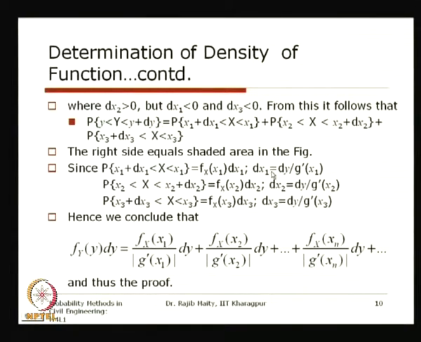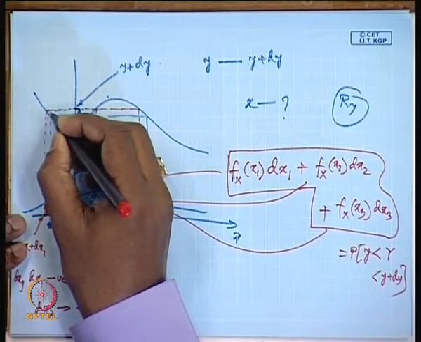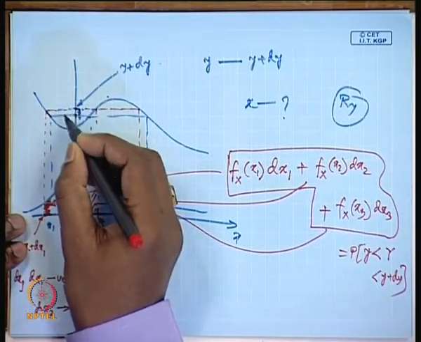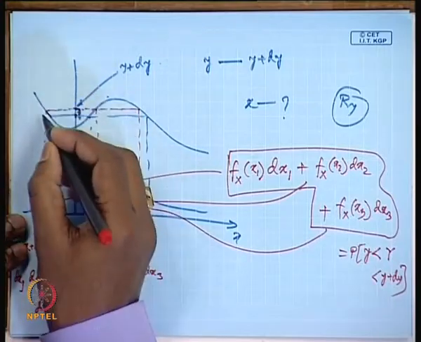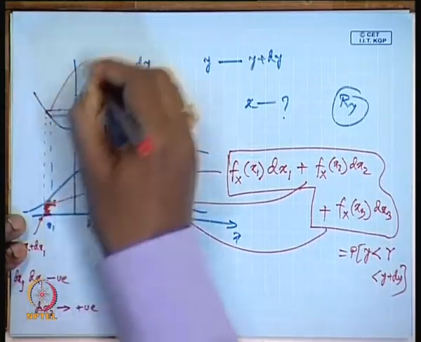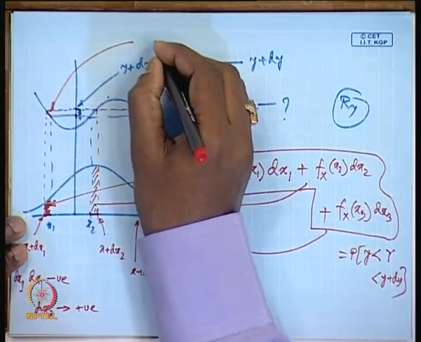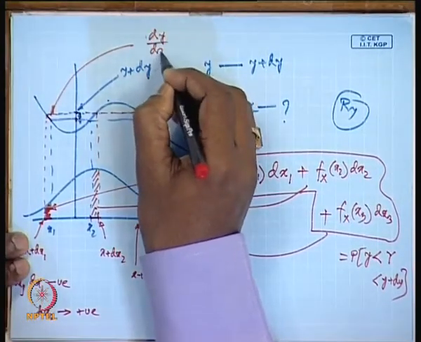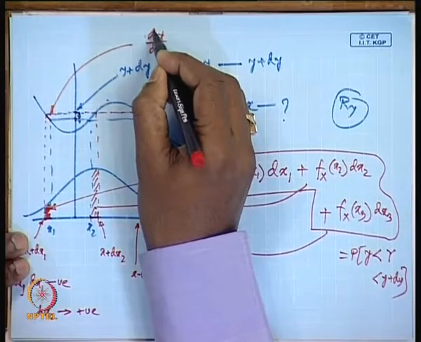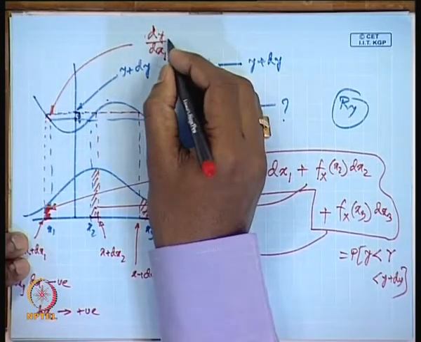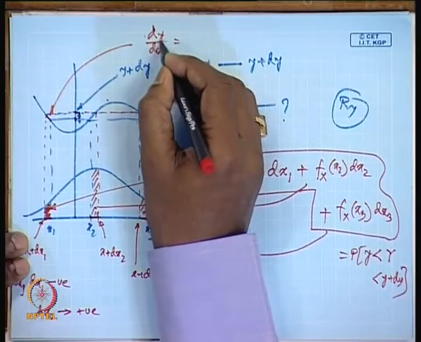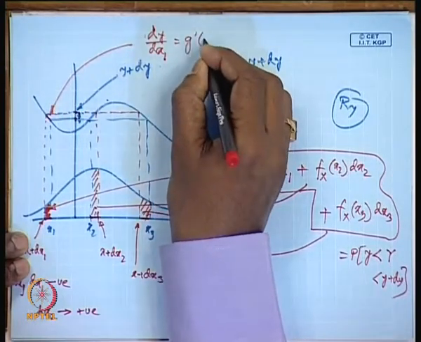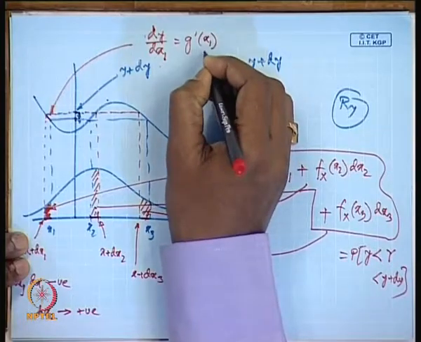You can refer to this length. What we are talking about is that dy, referring to this one, if I just say here that this is your dy and dx1, this is nothing but the rate of change of y at x1. So this is that g prime at x1.